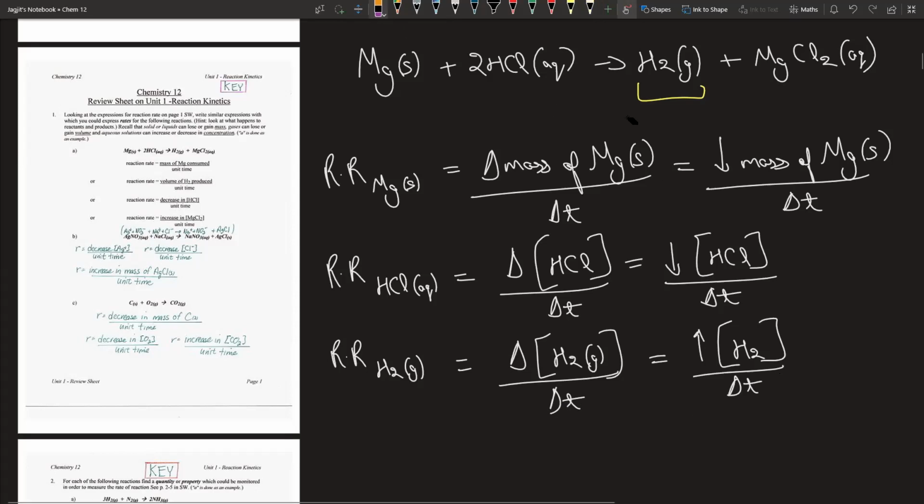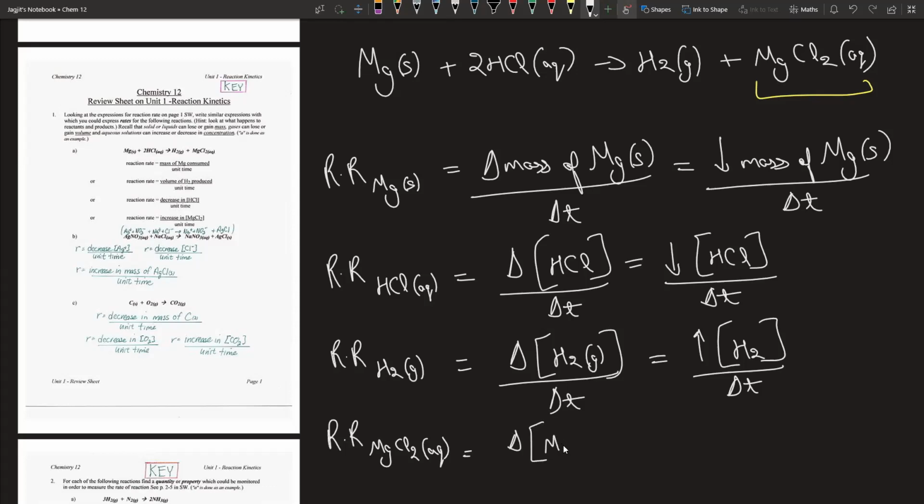Okay, next one we have is MgCl2. So how can we measure the reaction rate in terms of MgCl2? Well, MgCl2 is aqueous again. So how can we measure reaction rate for aqueous species? We can measure it using concentration. So it will be change in concentration of MgCl2 over change in time. To be more specific, it's a product, so its concentration is going to increase. So it will be increase in concentration of MgCl2 over change in time. Do you understand this?